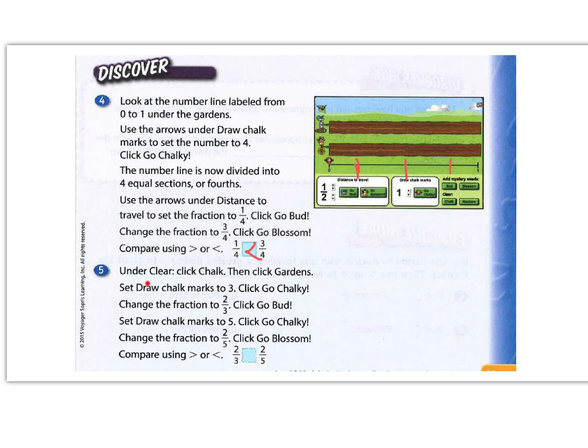Then it says under clear, click chalk. So under clear, click the chalk. Then click gardens. So then there's gardens right here. Set draw chalk marks to 3. So you're going to go back here, change that to 3. Click Go Chalky. Change the fraction to 2/3. Then click Go Bud. Set draw chalk marks to 5. So go back over here, click Go Chalky. Change the fraction to 2/5. Click Go Blossom right here.